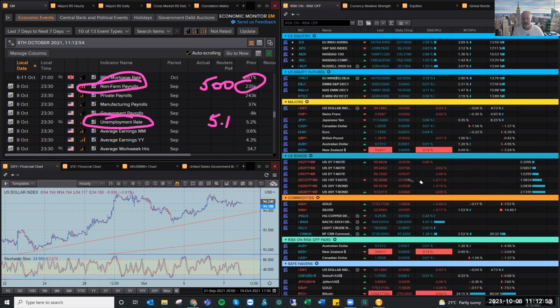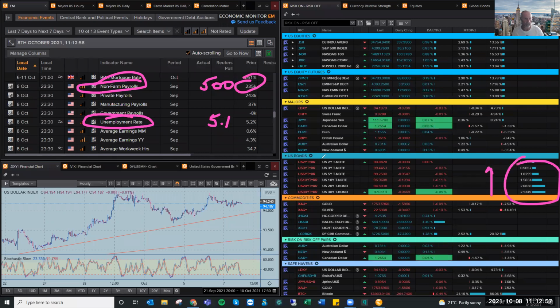If we get those numbers or better, we should see the dollar rally and also see those treasury yields continue to rally. Depending, obviously, if they're really strong, then we're going to see the dollar shoot up very aggressively. Now, I'll come back to the price action around that event when we get there.